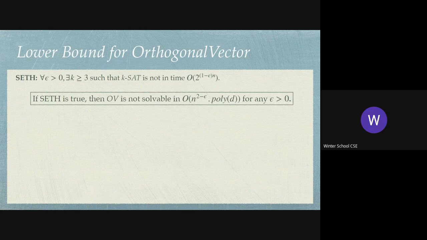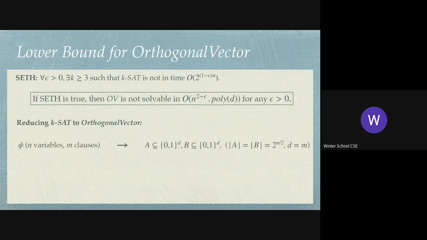Okay, so how do we do it? Of course, if you are using SETH to prove a lower bound for OV, then I guess we have to give a reduction from SAT, or k-SAT, to OV, orthogonal vector, right? So this will be our reduction.